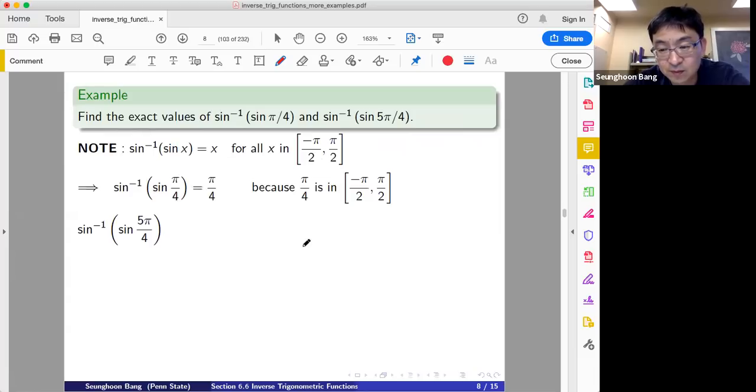So 5 pi over 4, is that right? 5 pi over 4? What do you think? The pi over 4 again, the minus pi over 4, the pi over 4. What do you think?